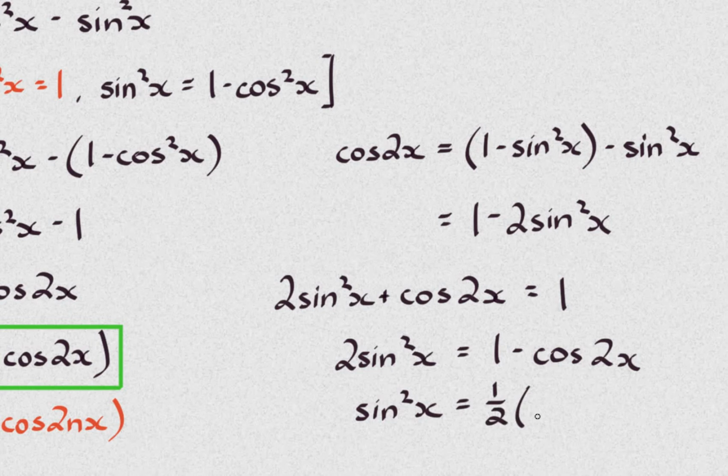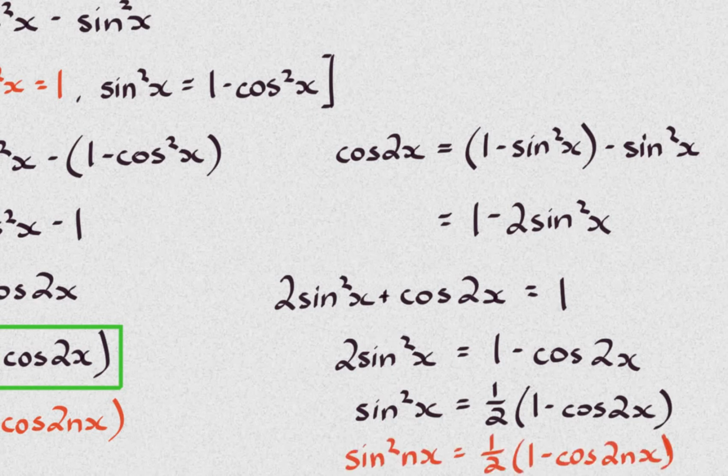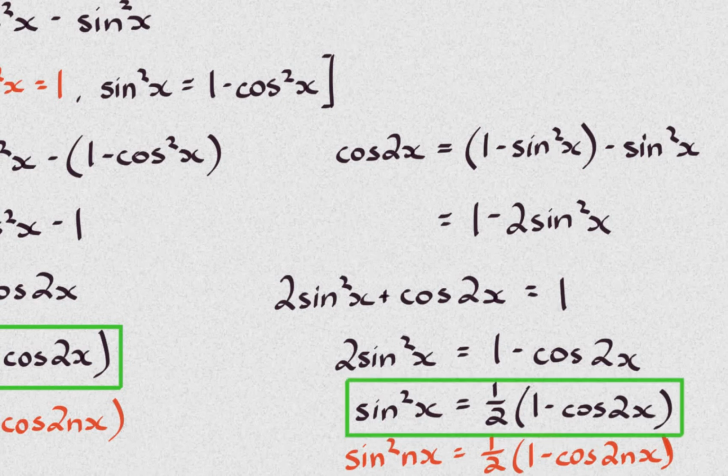Finally, we just need to halve both sides. And so we end up with an expression that's very similar to what we had before. And once again, the generalized version, which has an n in it, is on your reference sheet. So let's use these two formulas that we've come up with to integrate cos squared and sine squared.